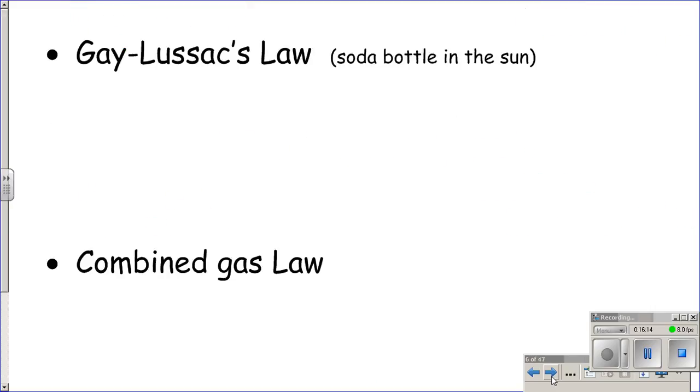Okay, last 2. Gay-Lussac's law. Gay-Lussac's, what variables have we not related yet? We did N and V for Avogadro's. We did P and V for Boyle's. We did V and T for Charles. And we haven't done that, you're right, but that's not what I'm looking for. So pressure and temperature.